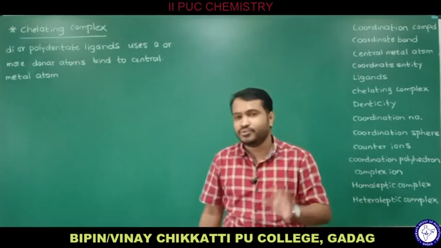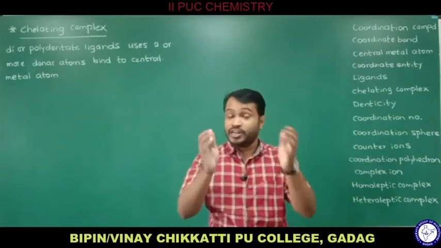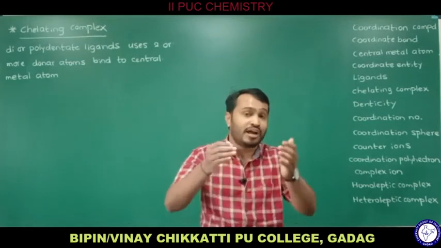One example I give you, EDTA, which I just explained, ethylene diamine tetraacetate ion. If you recall the structure of EDTA, we have two nitrogens containing lone pairs of electrons and four acetate ions.